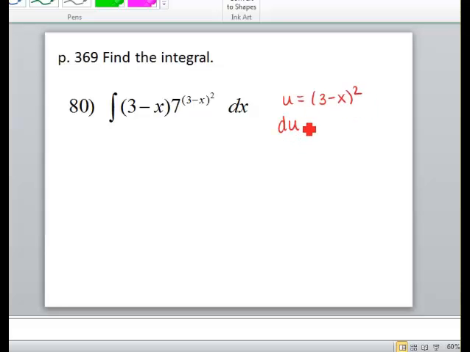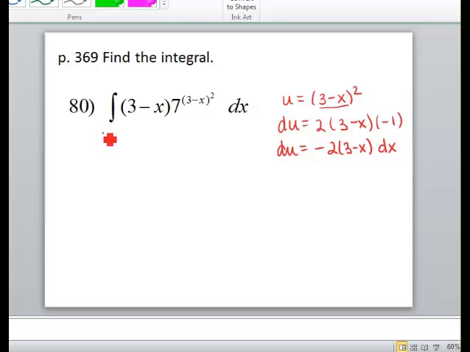So when I take the derivative of this, I get 2, rewrite the inside and lower it by 1. But again, remember, take the derivative of that inside part, so that's a negative 1 dx. So I've got du is equal to negative 2 times 3 minus x dx.